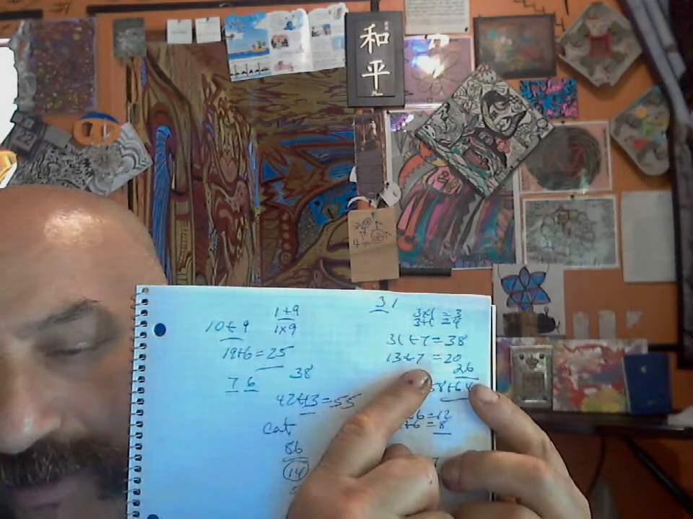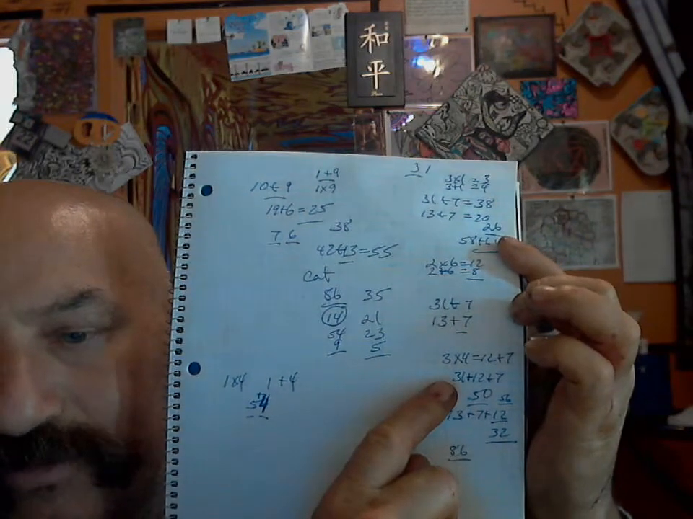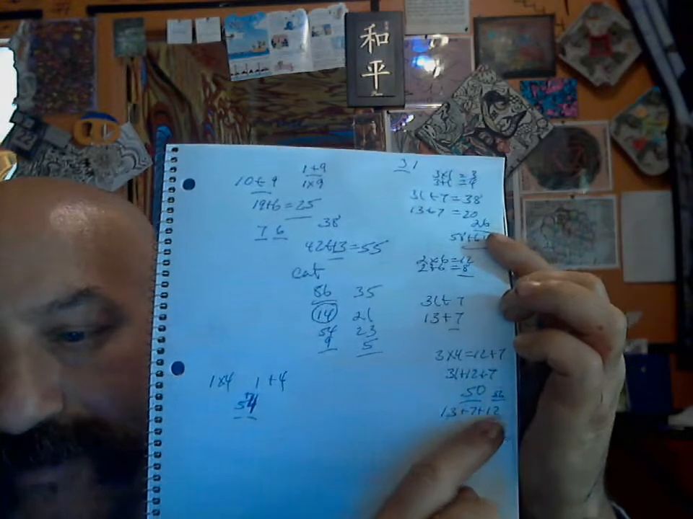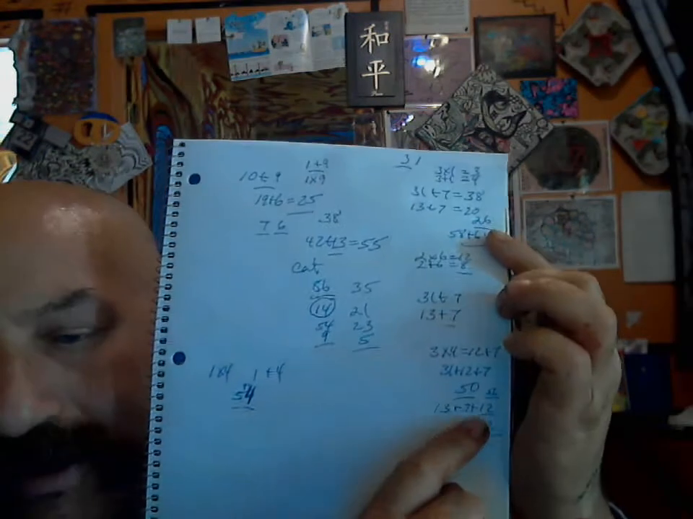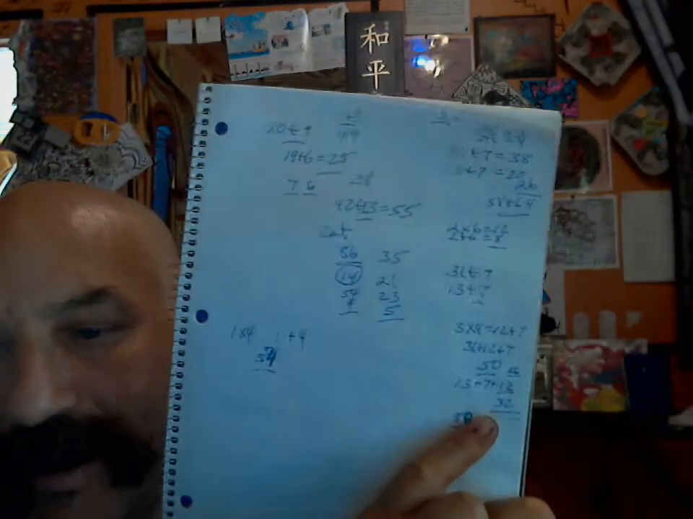So 13 plus 7 equals 20, okay? 13 plus 7 equals 20, plus 12 equals 32. 13 plus 7 plus 12. This is the doorway of communication. Put them together, we have 88. Whoop, I marked it wrong. Put them together, we come up with the mark of 88.